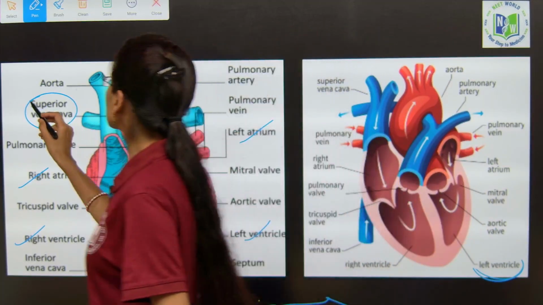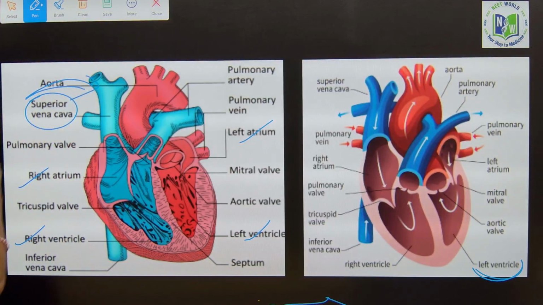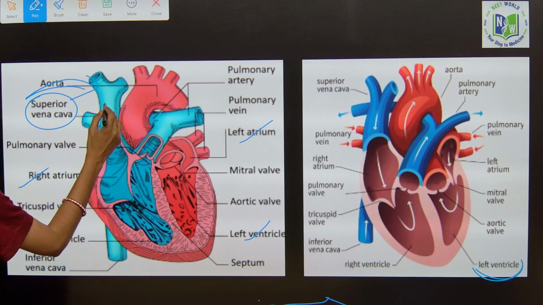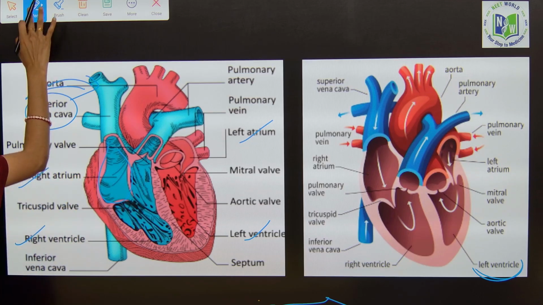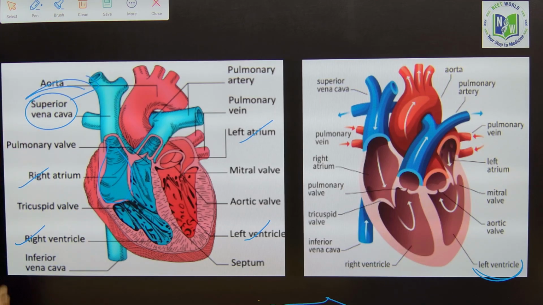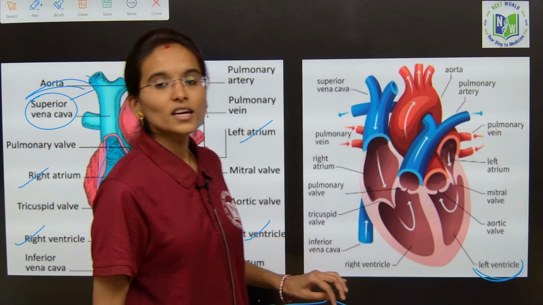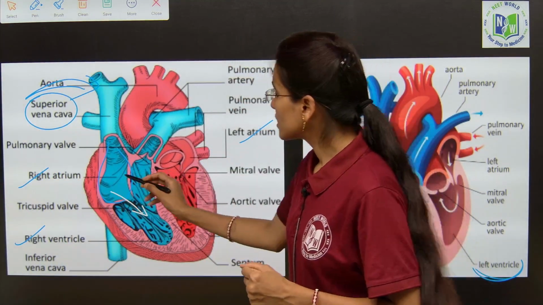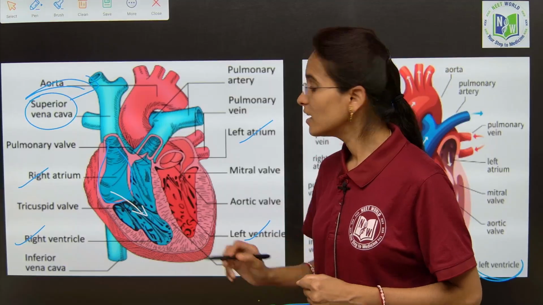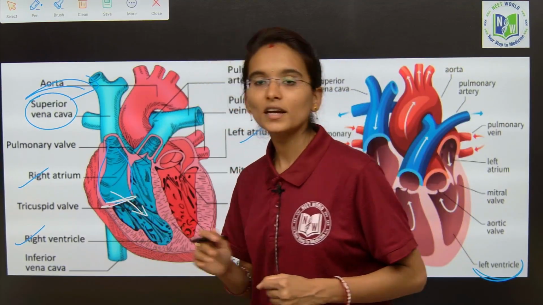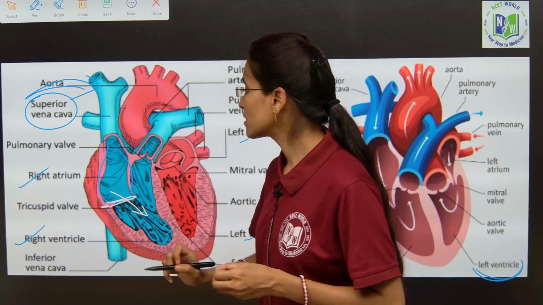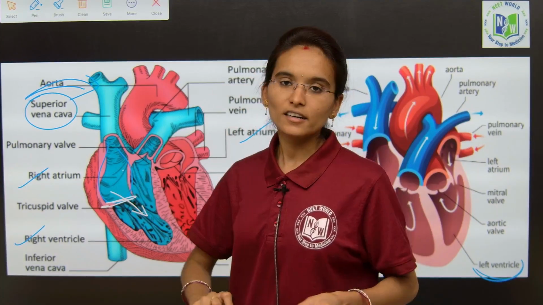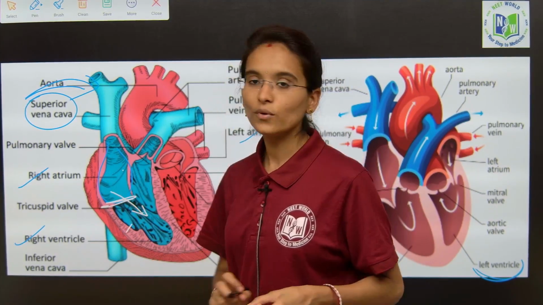Whenever the superior vena cava receives the blood, all the deoxygenated blood will enter into the right atrium here. From the right atrium, it is going to enter into the right ventricle. Whenever the blood enters the right ventricle, there is a valve called the tricuspid valve. Only when the valve opens will the blood from the right atrium enter into the right ventricle.